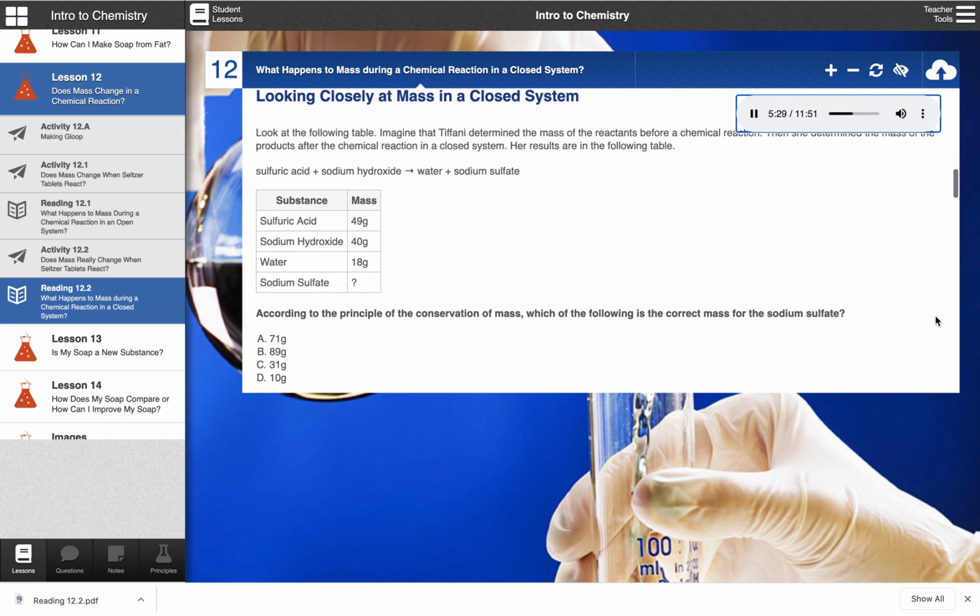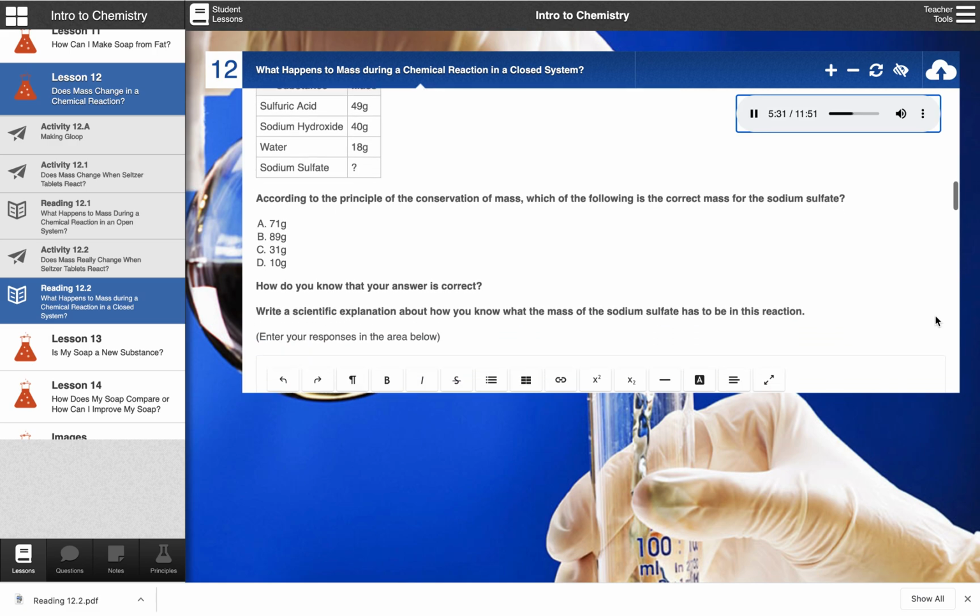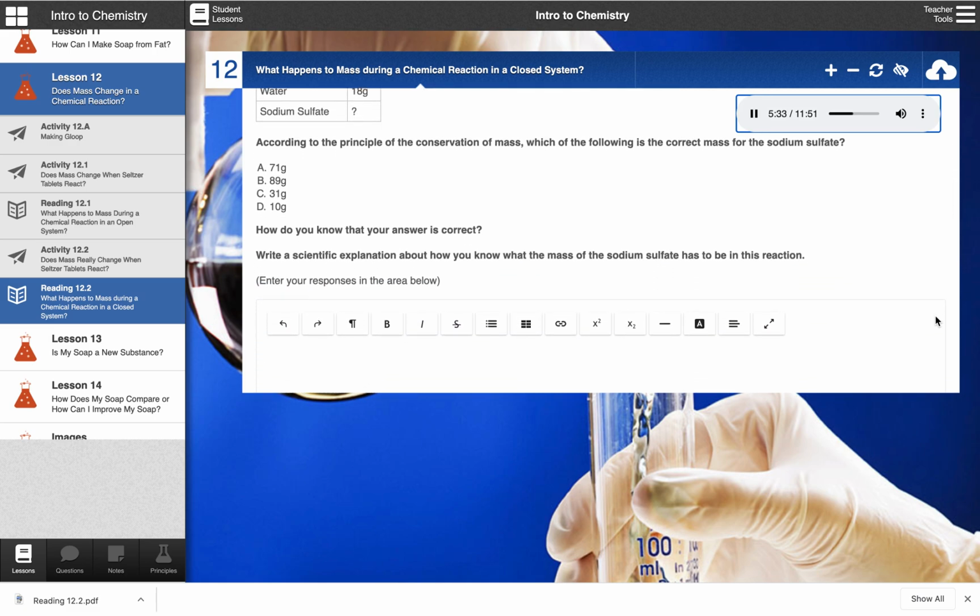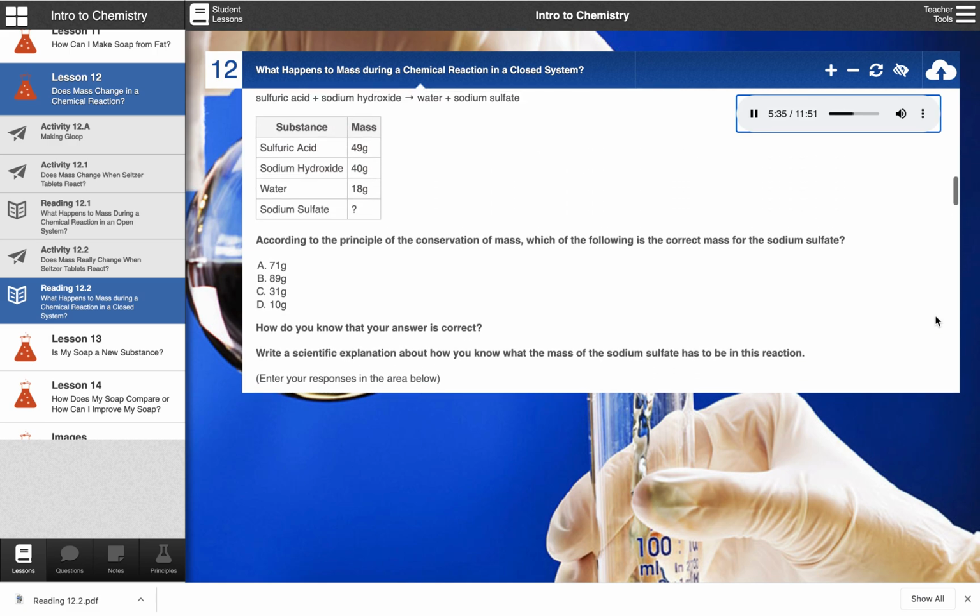According to the principle of the conservation of mass, the mass of the sodium sulfate was the following: A, 71 grams, B, 89 grams, C, 31 grams, or D, 107 grams. Circle your answer. How do you know that your answer is correct? Write a scientific explanation about how you know the mass of the sodium sulfate has to be in this reaction.